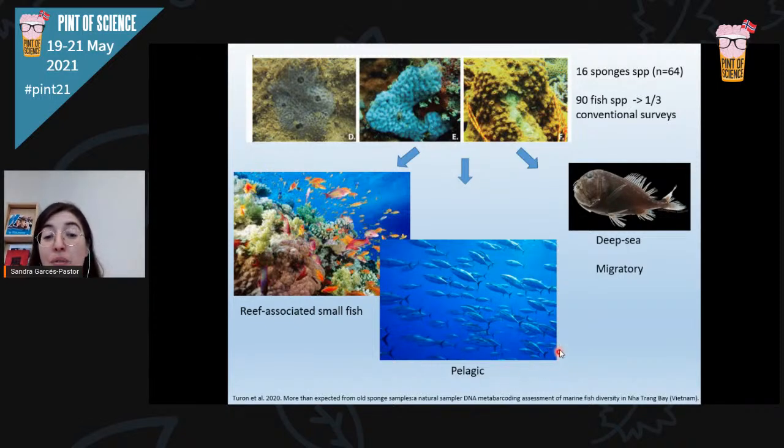Not only this, they also found pelagic fish that live in the water column, a bit more apart from the sponge, but they were nearby. But what is most surprising is that they could also find sequences that belong to deep sea fish that were quite far away from that sponge. Not only this, they could also find migratory fish that were passing by in that period.